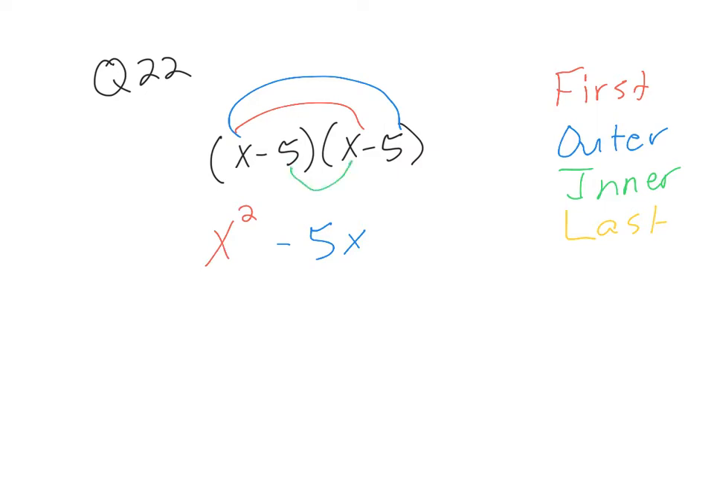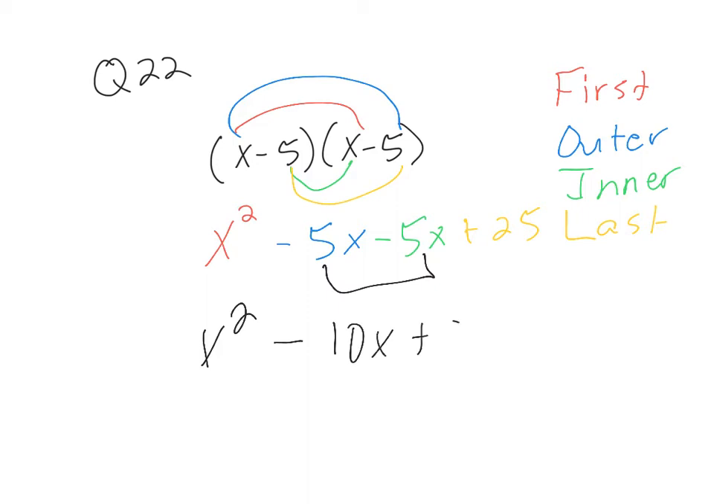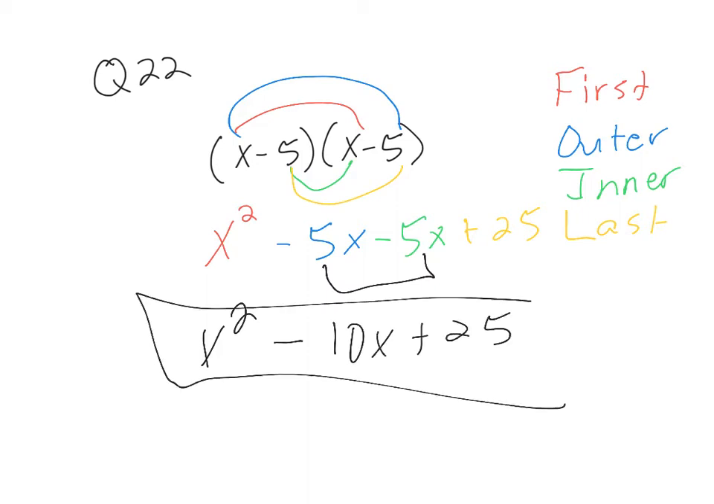Inner, negative 5 times x is negative 5x. And last, negative 5 times negative 5 is plus 25. We can combine the middle terms. So we're going to have x squared minus 10x plus 25 is our final answer.